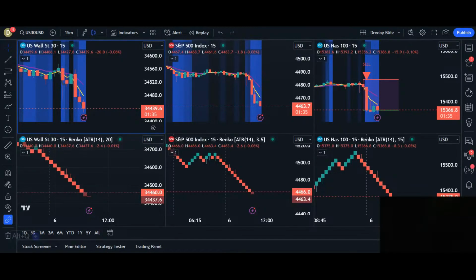So overall, S&P and US30 were big winners here. And Nasdaq was a little bit ranging here after the move.